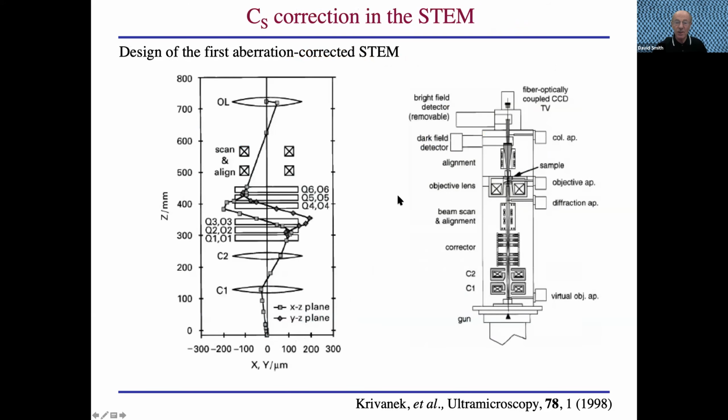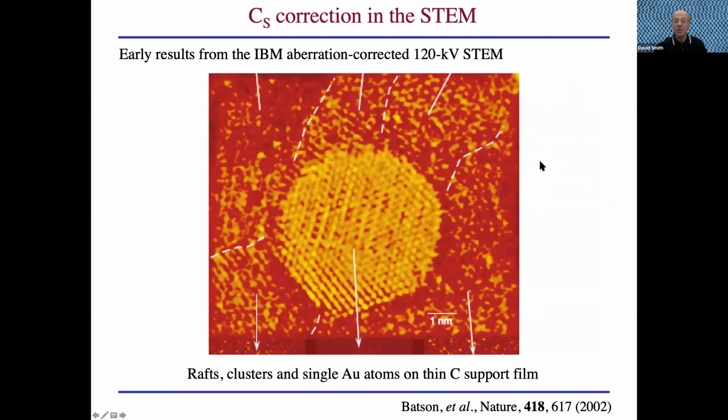Well, here is CS correction in a STEM, a little bit more complicated, but nevertheless, Andrei Krivanek and colleagues had learned how to do the corrections using their GIF. They have octopoles and quadrupoles, but it's quite easy to add the corrector just above the condenser lenses in a VG column. So here's the gun chamber at the bottom, condenser lenses, the corrector is added, and then you have the rest of the microscope easily added on upwards. And here is an early result from the microscope in Batson's lab at IBM, 120 kV. He was able to see single gold atoms on a thin carbon support film.